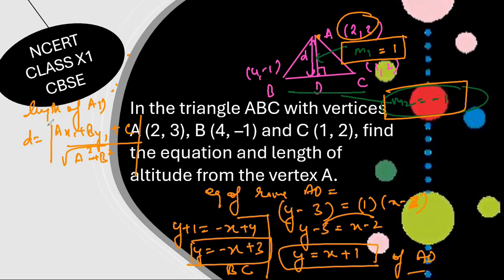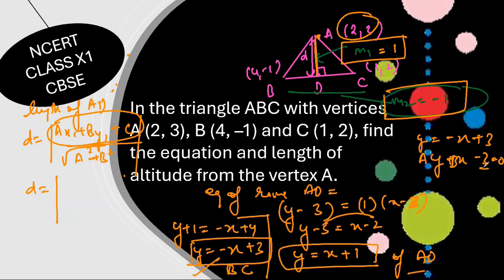Now, when you are finding the distance to the perpendicular line, we always put in the equation of BC. So what is the BC equation? I'm taking everything to the left hand side. It will become y plus x minus 3 is equal to 0. So what is A? What is B? And this is C for us.